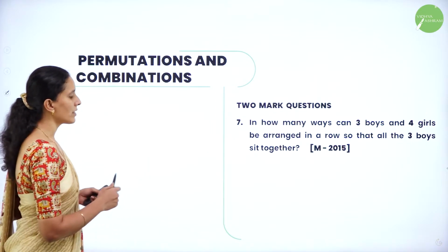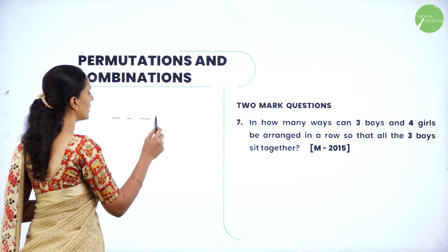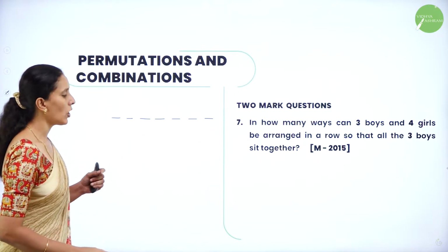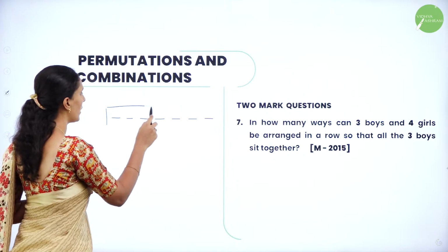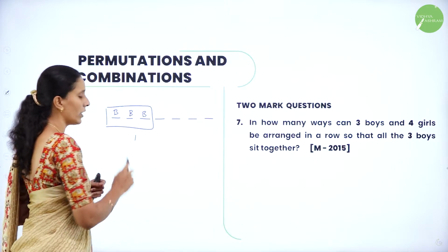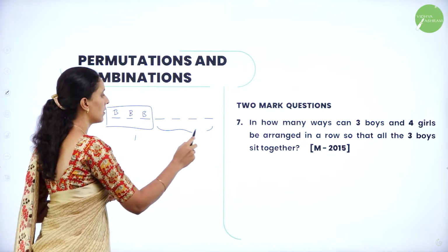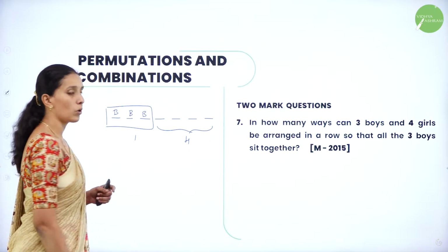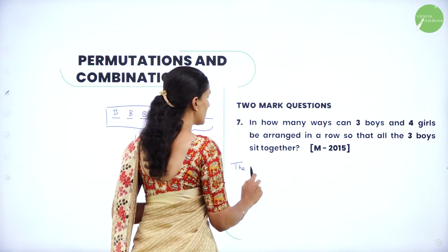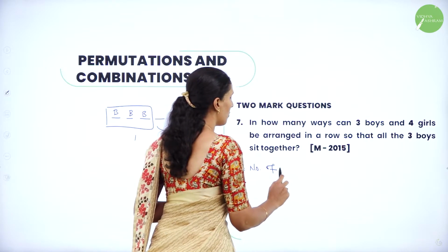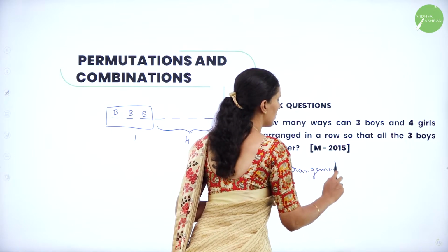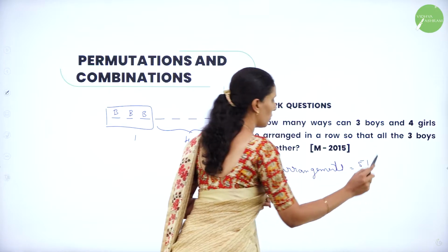So here 3 boys means 1, 2, 3 and 4 girls 1, 2, 3, 4. Here they have given that all 3 boys must sit together. So let me take this as 1 unit, and the other 4 places as 4. So in total we have 5 units. Therefore the number of arrangements is equal to 5 factorial.